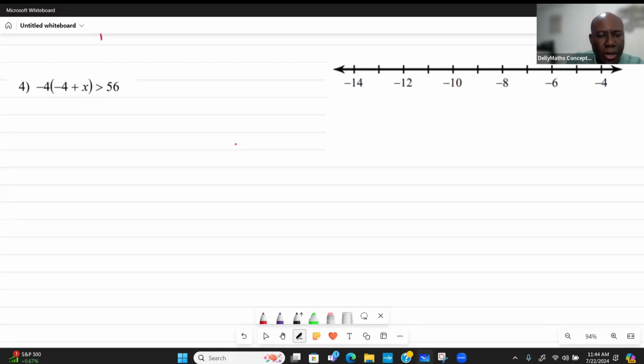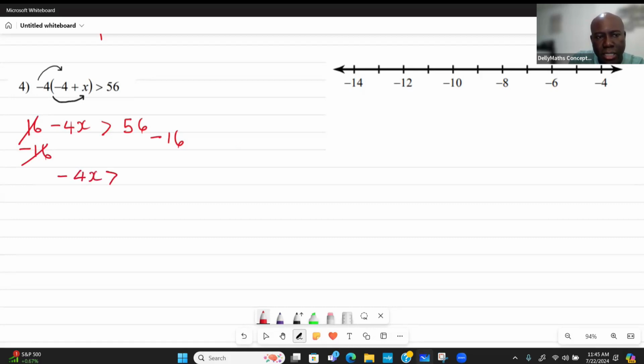Number 4. Again, we're going to do our distribution. -4 will be distributed inside the bracket. So -4 times -4 is going to give us positive 16. -4 times x is going to give us -4x. And this will be greater than 56. The next move is that I'm going to subtract 16 from both sides. So on my left side, this 16 and this 16 becomes 0. So we have -4x, and this is greater than 40.